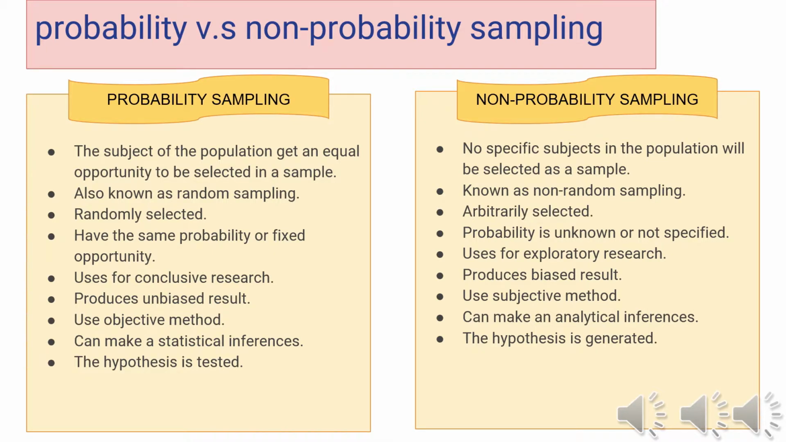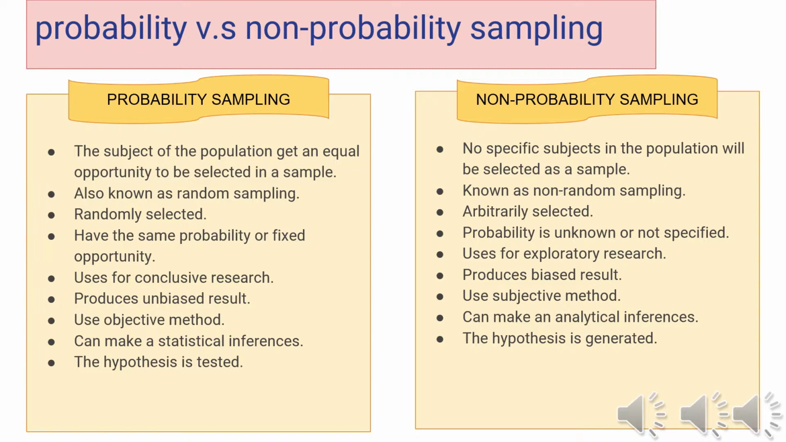It is used for conclusive research. It also produces unbiased results. Probability sampling uses an objective method. We use an objective method to find probability sampling. That is what it means. The next one is it can make a statistical inference and the hypothesis is tested.